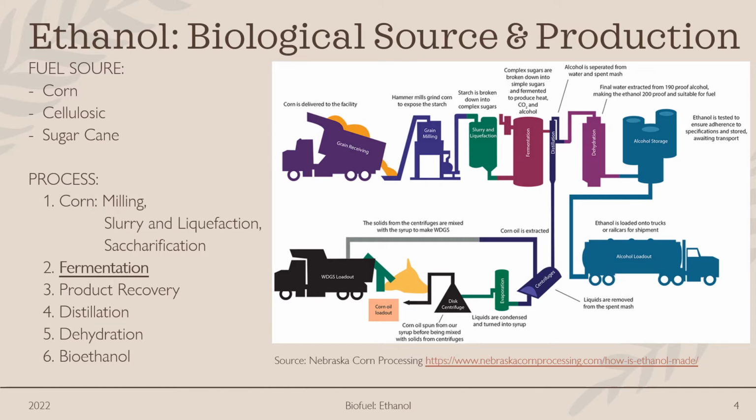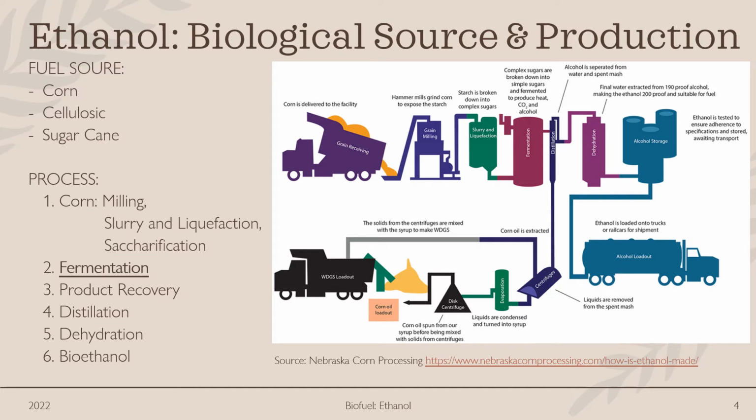An enzyme is added to break the complex sugars down further. Next, yeast is added to start the fermentation process. During the fermentation process, carbon dioxide is released and the sugars are converted into ethanol. Then the distillation process begins. The ethanol is pumped into the distillation towers where heat is added to separate the pure ethanol from the other liquids and solids. The condenser, the last part of distillation, turns the ethanol vapor back into a liquid.